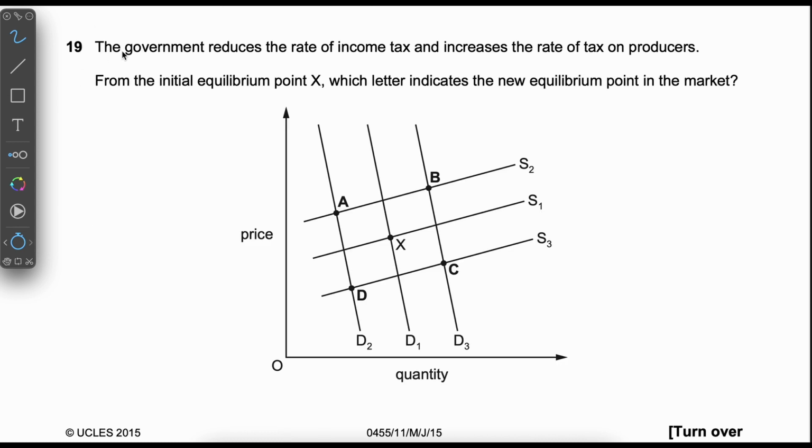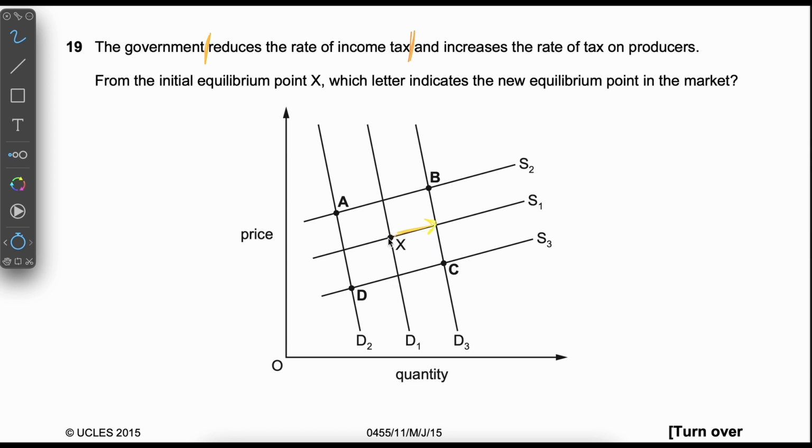Okay, 19. The government reduces the rate of income tax and increases the rate of tax on producers. From the initial equilibrium point X, which letter indicates the new equilibrium point in the market? Okay, another one of these two-step demand and supply questions. So the government reduces the rate of income tax. You should immediately know that if you reduce the rate of income tax for consumers, that increases our disposable income, and it is going to shift our demand curve to the right.